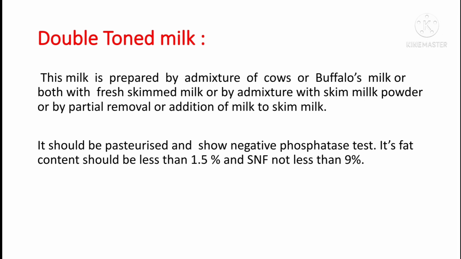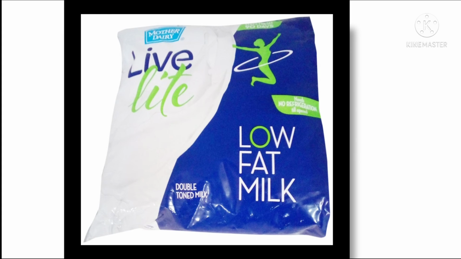It should be pasteurized and show a negative phosphate test. Generally, why do we do this phosphate test? To know the efficiency of pasteurization. Its fat content should be less than 1.5% and SNF, solid not fat, should not be less than 9%. In this slide I just simplified the double toned milk for better understanding, and in the next slide you can observe the image of double toned milk.